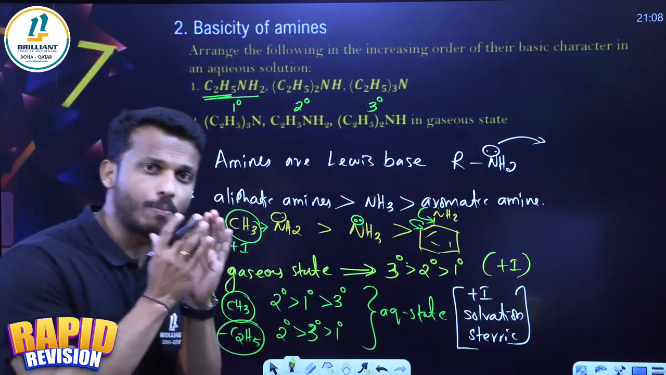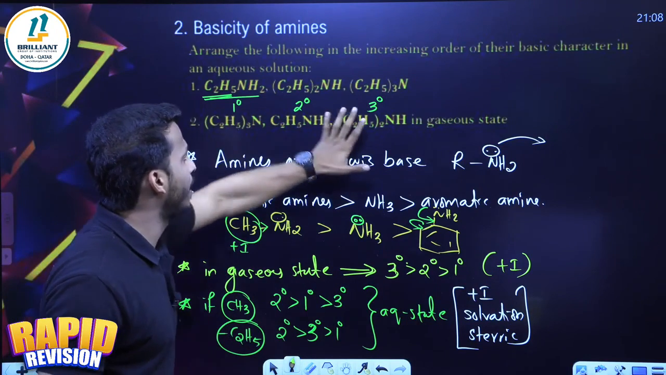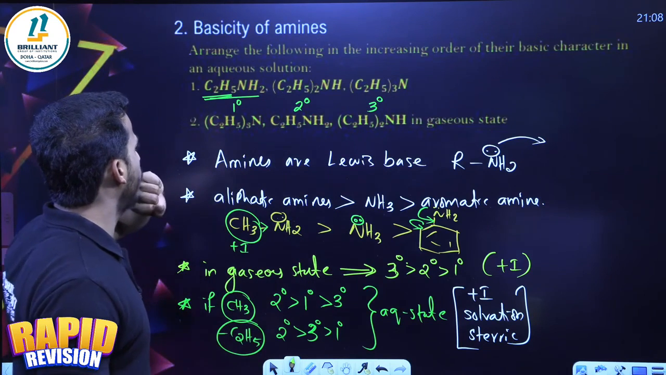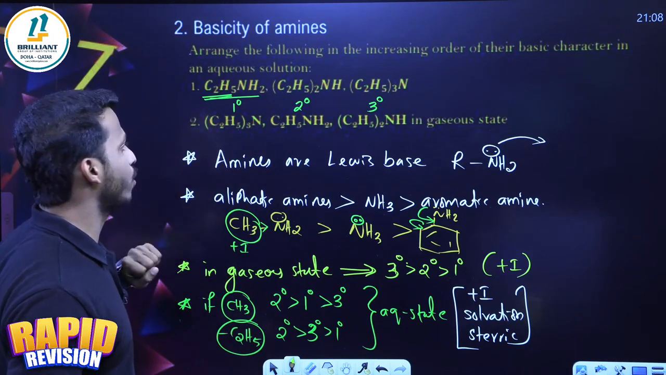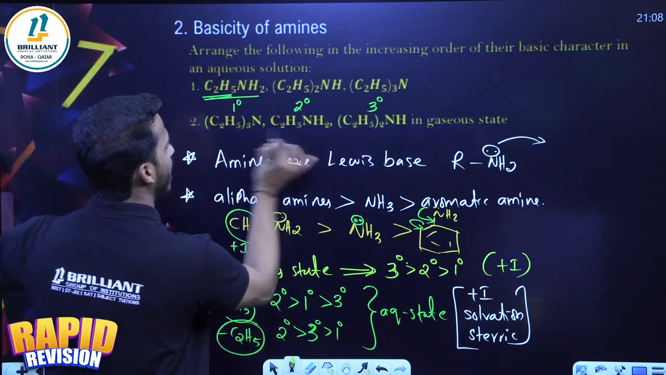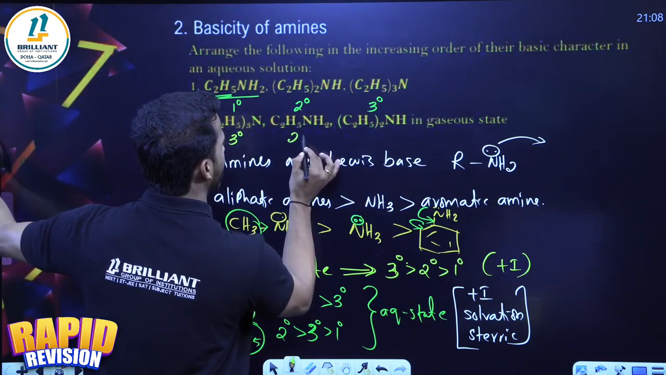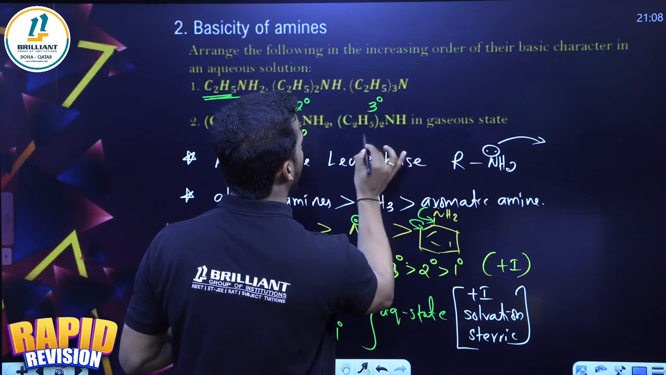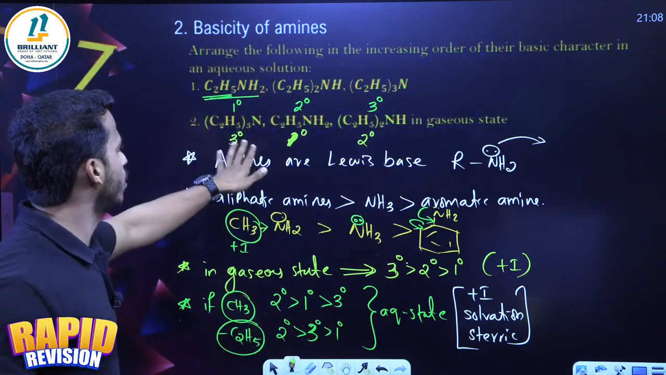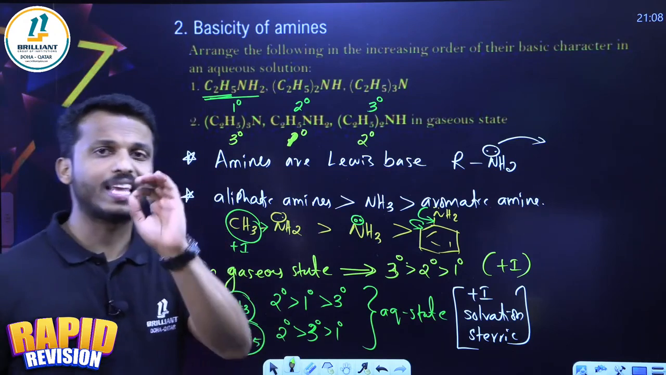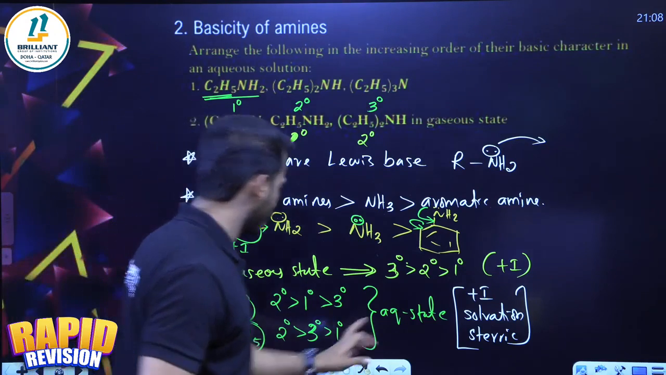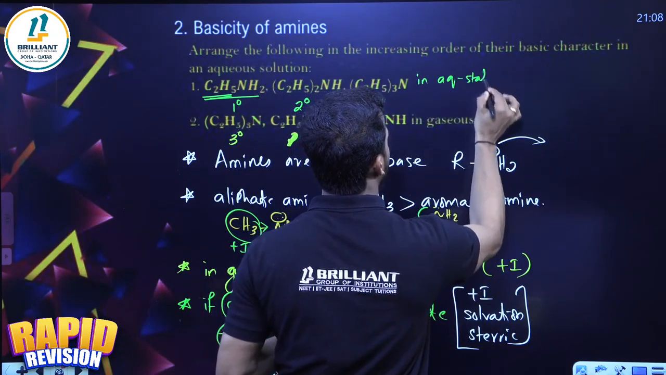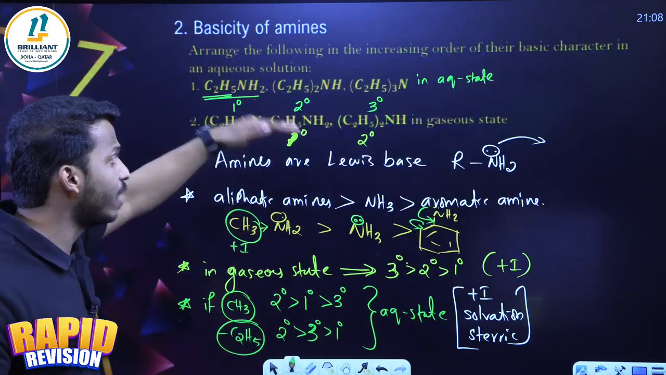They should actually mention it in the question. If it is not mentioned, mostly we have to go with the gaseous state. That is the second question. In the second question, the same thing is given. This is tertiary, this is primary, and this is secondary, also given in ethyl form. Mostly they will specify the state in the question. So the first one I am taking in aqueous state, the second one in gaseous state.